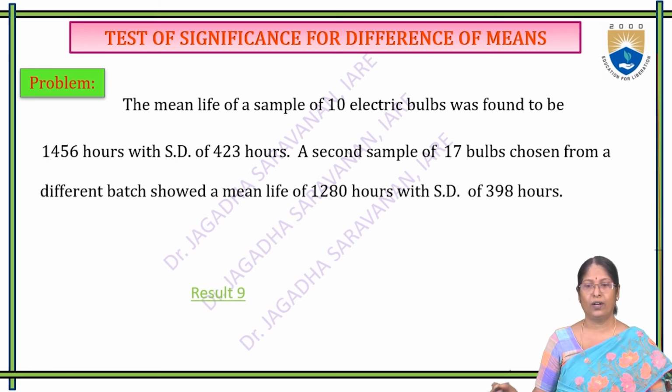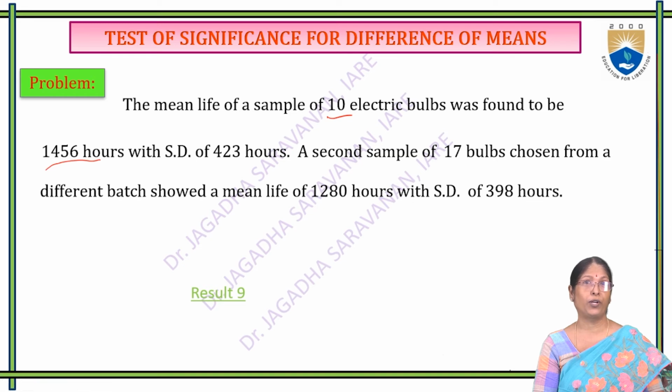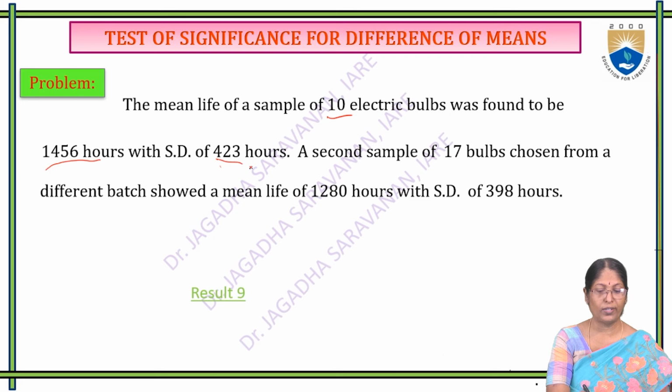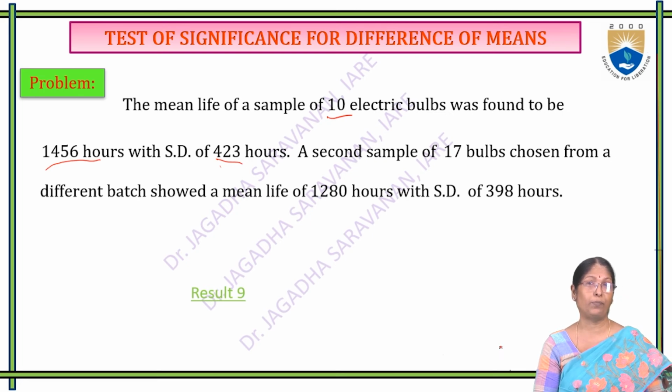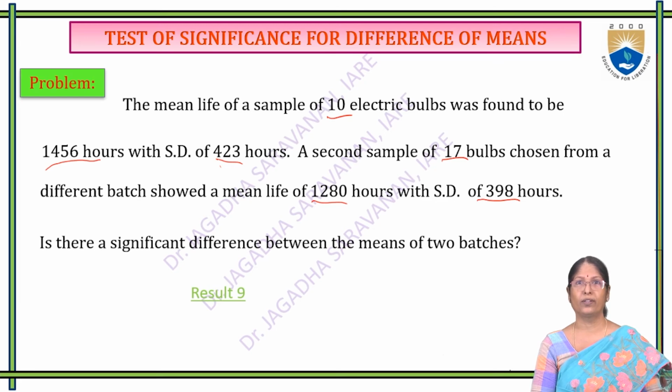From this, N1 is 10, and this is the mean life of those 10 bulbs, that is X1 bar, 1456. The standard deviation related to the sample is 423. So this group of data is now clear. The next one is the second sample: N2 is 17, their mean X2 bar is 1280, and the sample standard deviation S2 is 398.